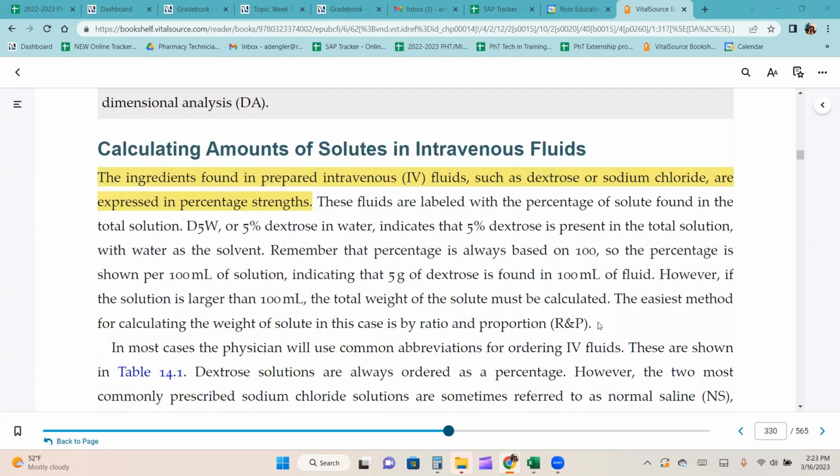The ingredients found in prepared intravenous fluids such as dextrose or sodium chloride are expressed in percentage strength. These fluids are labeled with the percentage of solute found in the total solution. D5W, or 5% dextrose in water, indicates that 5% dextrose is present in the total solution with water as the solvent. Remember, the percentage is always based on 100, so the percentage is shown per 100 ml of solution, indicating that 5 grams of dextrose is found in 100 ml of fluid. However, if the solution is larger than 100 ml, the total weight of the solute must be calculated.